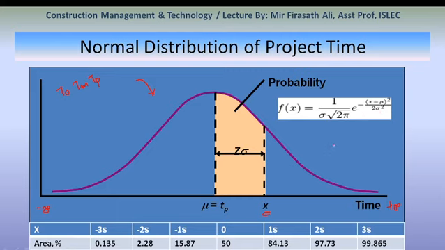Here sigma denotes standard deviation, and mu stands for the mean, while sigma stands for standard deviation. The cream color shaded region in this chart gives us the probability of project completion times. This gives us an idea about the project completion times.